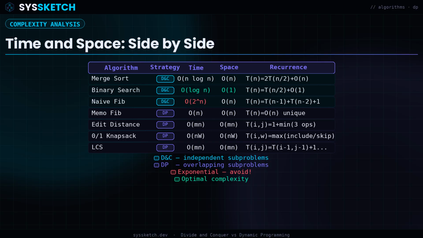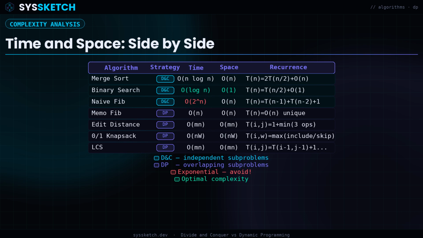Now look at naive Fibonacci without any caching. T of n equals T of n minus 1 plus T of n minus 2, which grows as theta of the golden ratio to the n, approximately O of 2 to the n, catastrophic for any meaningful input. Add memoization and it immediately collapses to O of n time.